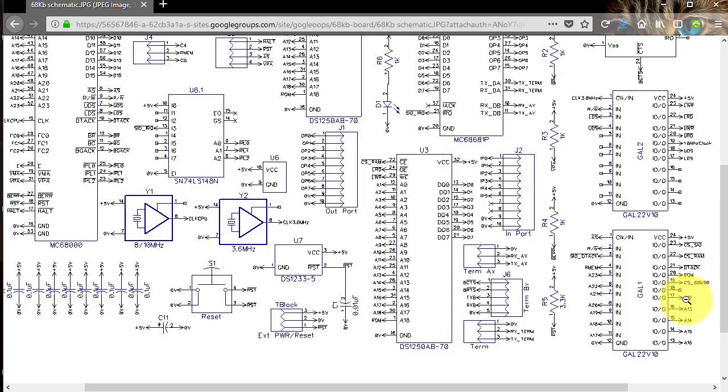68B50. And here's some of the other data lines. So it's not fully decoded, but it's well enough for this design. Now what is missing on here is this line LDS, which should be connected to pin 18. So in the modification there is a connection from pin 3 to pin 18 of the GAL chip.